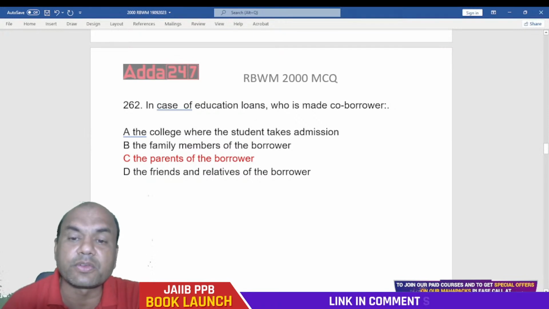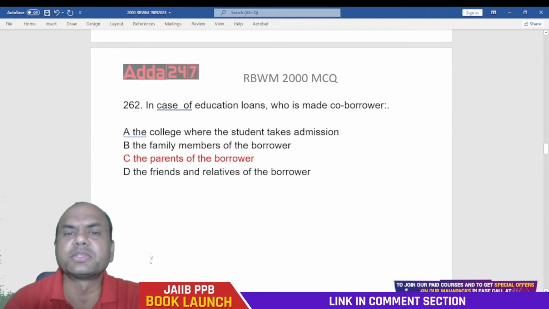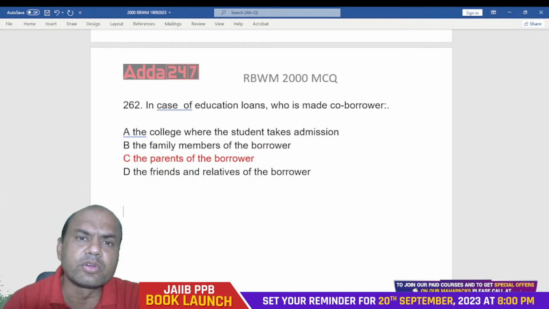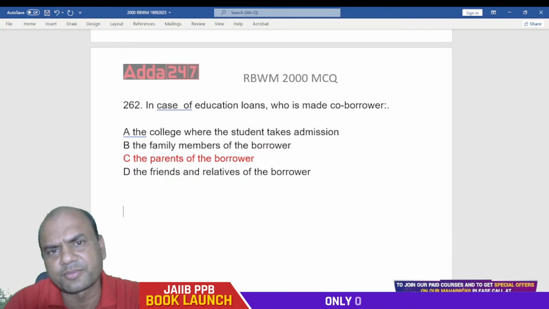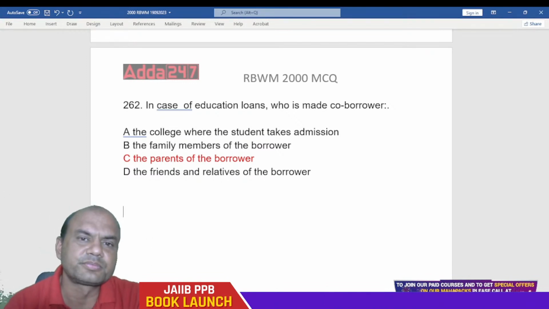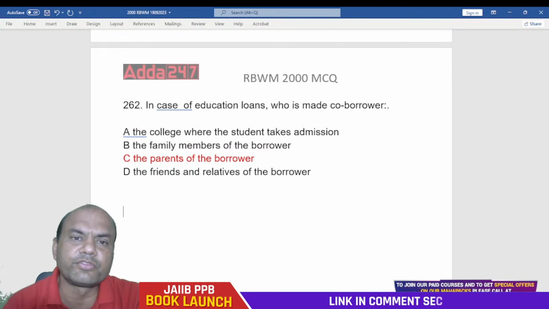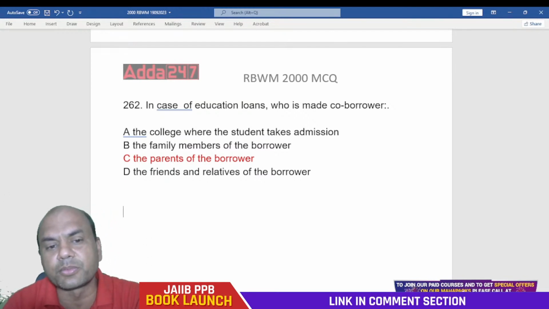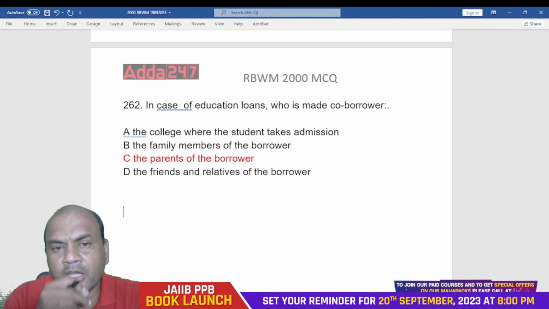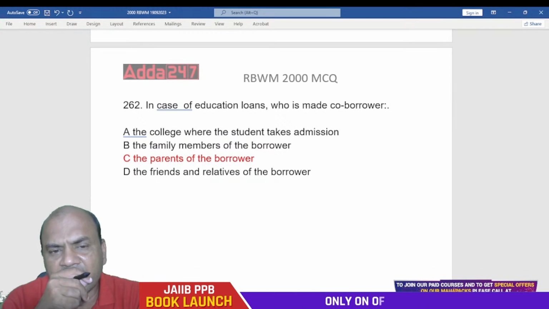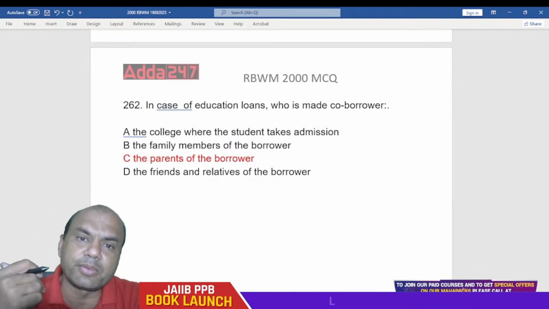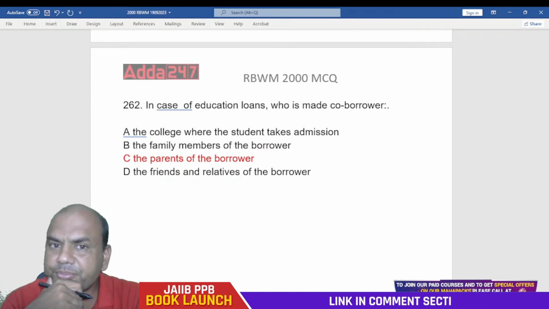But what is the logic of this education loan? Suppose I take the education loan, I am the student, let's say. I'm going for engineering. In the first year I'll take the admission. And then when will I repay the loan and who will repay the loan? Suppose my parents are taken as a co-borrower. Then what is expected from that loan? Should the parents repay it or should the student repay it?